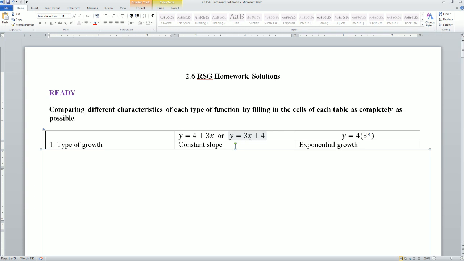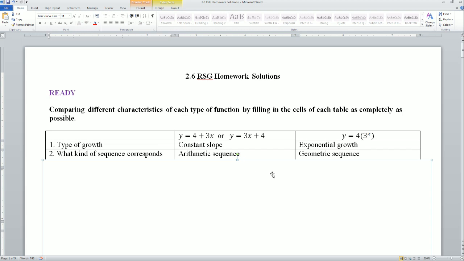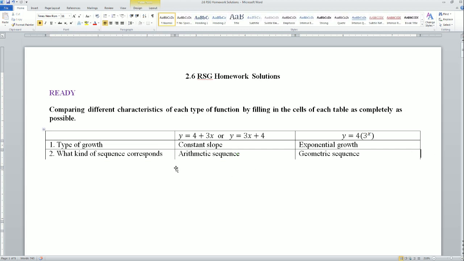On the left hand side, we saw that this is a linear equation, so there is a constant slope. Then on the right hand side, this is an exponential equation, therefore it has exponential growth. The growth is not constant. What sort of sequence is that? This is an arithmetic sequence because it's a linear equation here. And this is a geometric sequence because it is an exponential.